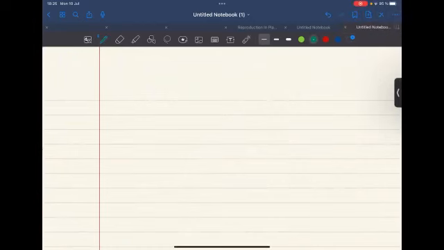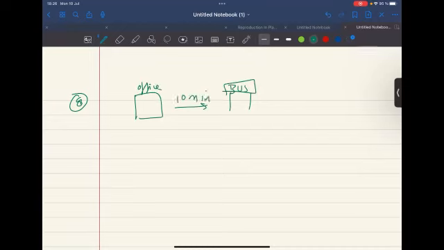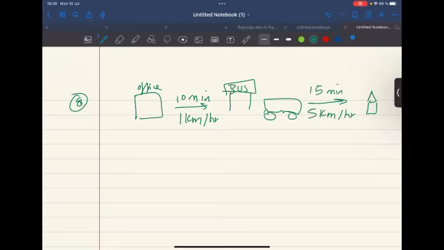Okay. Preeti walks for 10 minutes to reach the bus stop from her office. So just do a mind map. She has her office here and the bus stop there. She takes 10 minutes at a speed of 1 kilometer per hour. Then she gets a bus traveling at a speed of 5 kilometers per hour to reach her house in 15 minutes. Calculate the distance between Preeti's office and her house.